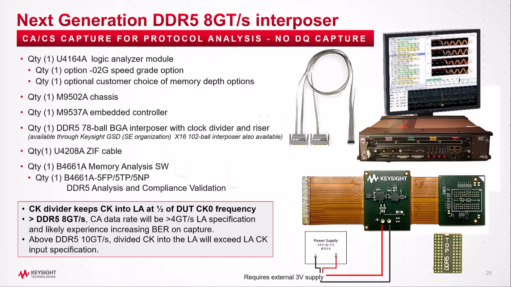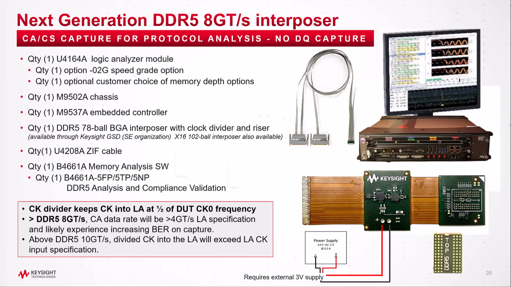Here we have an example of our next generation DDR5 8 gigatransfers per second interposer. This BGA interposer is the 78 ball by 4x8 DDR5 interposer that has a clock divider on it for the clock into the logic analyzer. We are only capturing the CA, CS, and the divided clock by the logic analyzer. There's no DQ capture. And the divider keeps the clock into the logic analyzer at half of the device under test clock frequency. This keeps it within the logic analyzer's 2.5 gigahertz clock input specification.